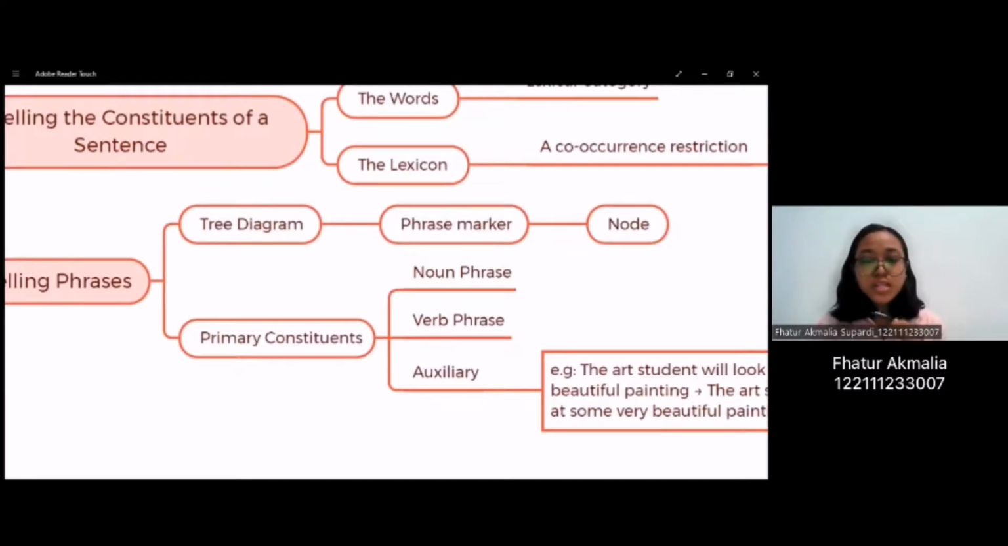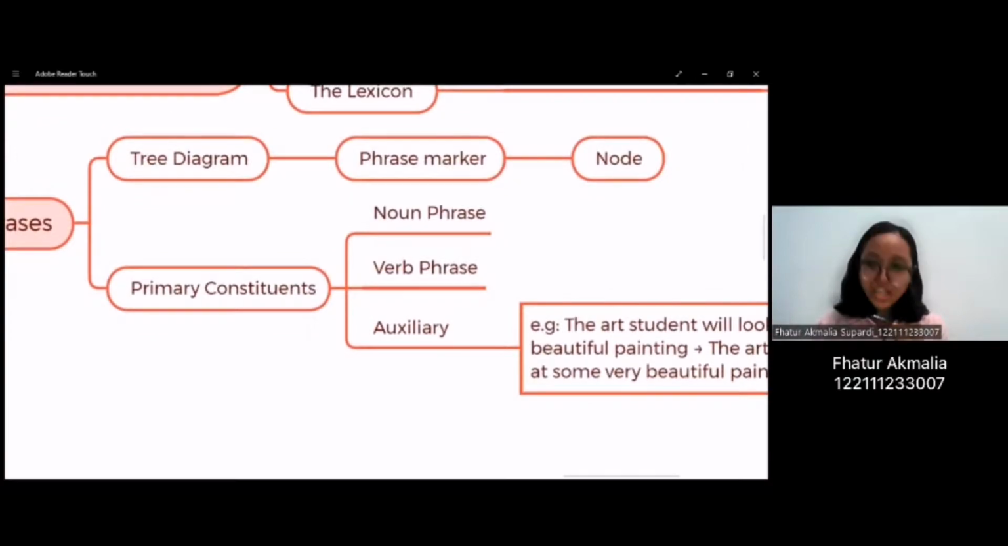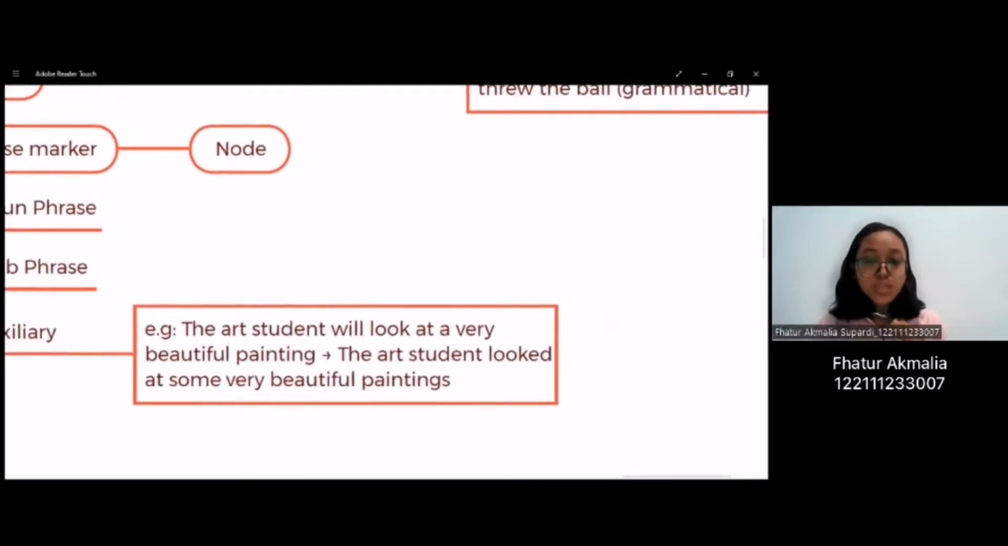Most contemporary syntacticians see the auxiliary as one of the heads of a sentence. So there are three primary constituents or heads of the sentence. They are a noun phrase, a verb phrase, and an auxiliary. Auxiliaries are seen as a separate mental construct, and it says something about the time frame or tense of the action or state of the subject noun phrase. For example, in this sentence, the art student will look at a very beautiful painting, the auxiliary will indicates future tense.